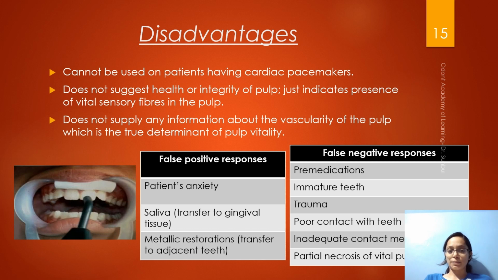the pulp vitality. There can be certain places where there can be false positive responses, as I told you, when you're not educating the patient about what the procedure is going to be. Then the patient can be very anxious, or if you're not isolating, then there can be saliva contamination, or with the gingival tissue we can have that problem. If there are metallic restorations, it can't be used.